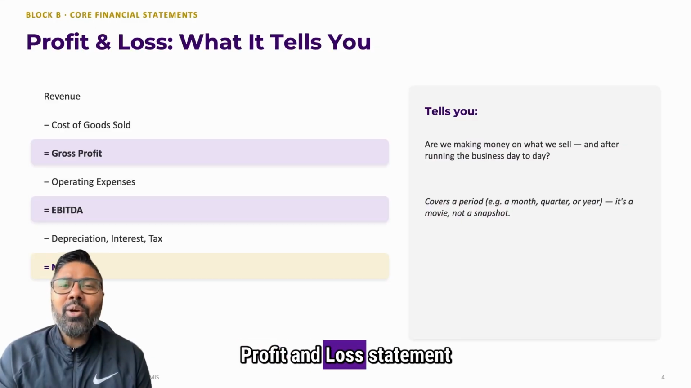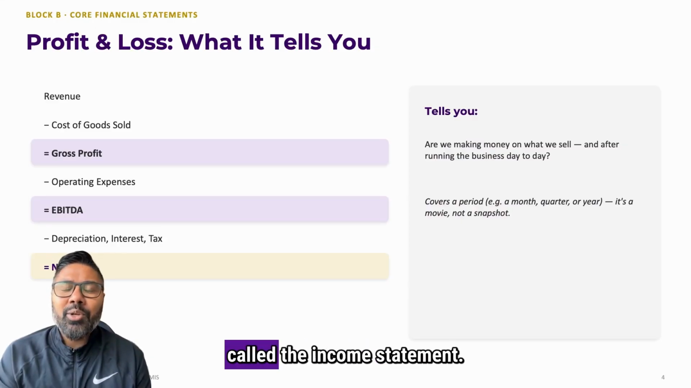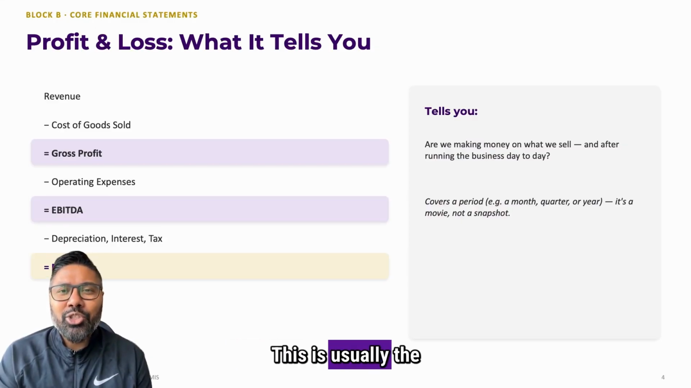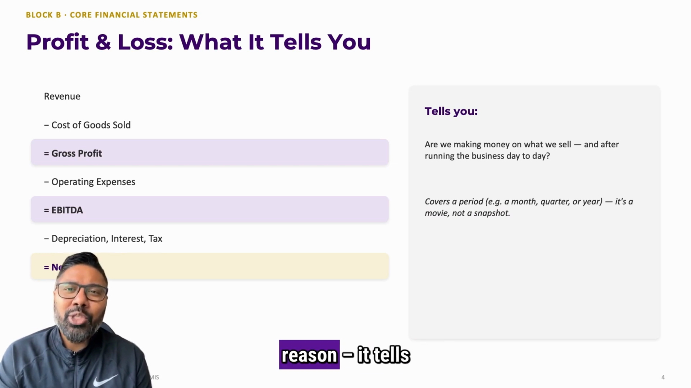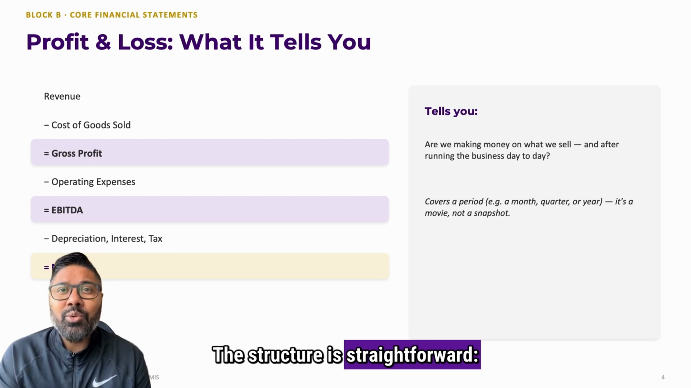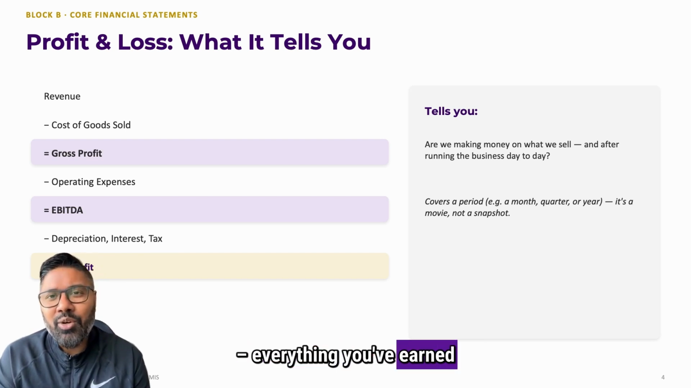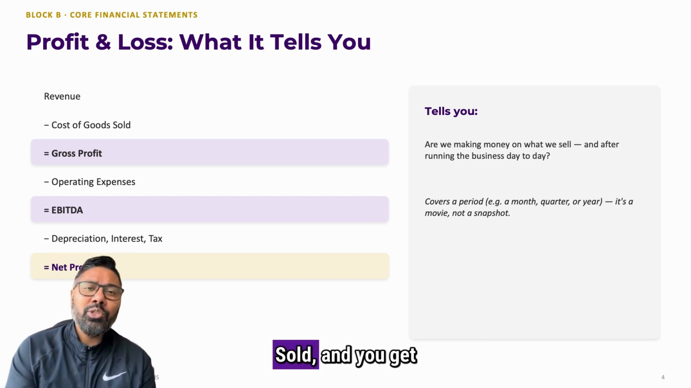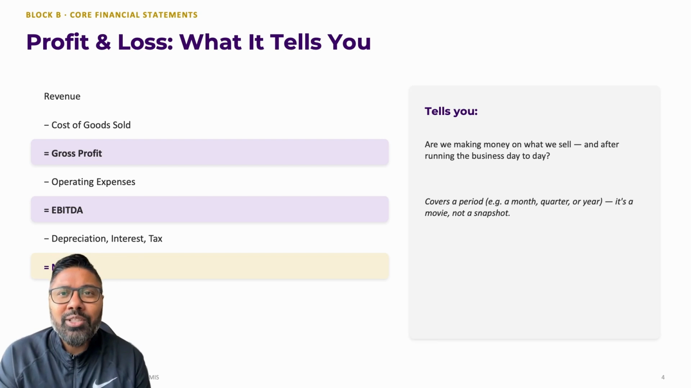Let's start with the profit and loss statement, your P&L, sometimes called the income statement. This is usually the first thing anyone asks for, and for good reason. It tells the simplest version of your story. The structure is straightforward. You start with revenue, everything you've earned in the period. Subtract cost of goods sold and you get gross profit. What's left after the direct cost of producing what you sell?